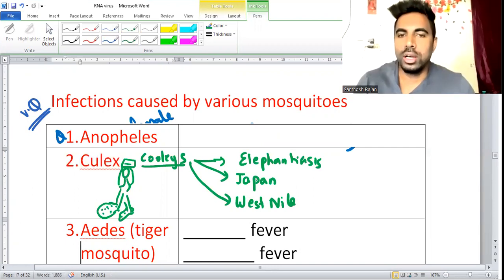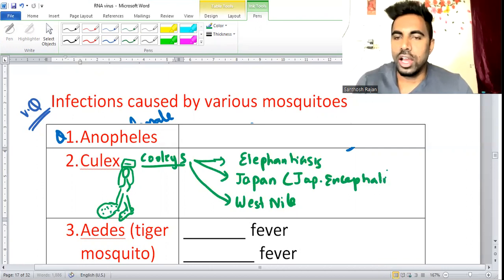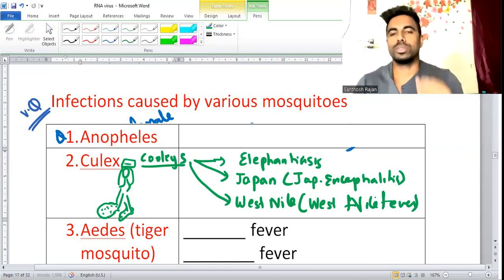And the other one is Japan. That is Japanese encephalitis. Also, Culex is abundant in West Nile. So what does it cause? West Nile fever. West Nile fever is also caused by your Culex mosquito. Got it?